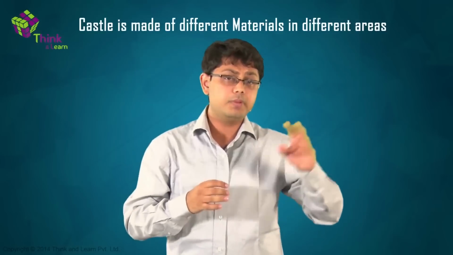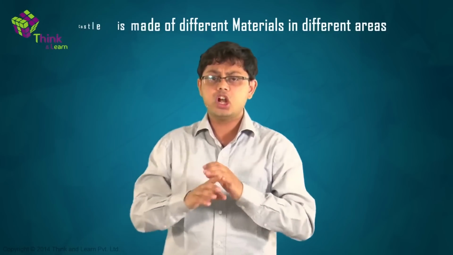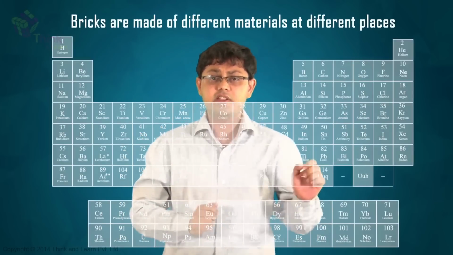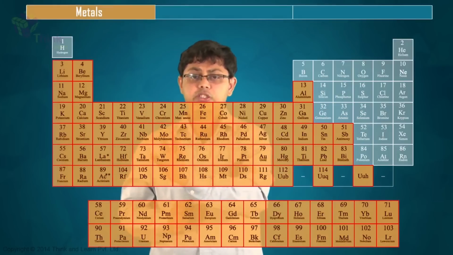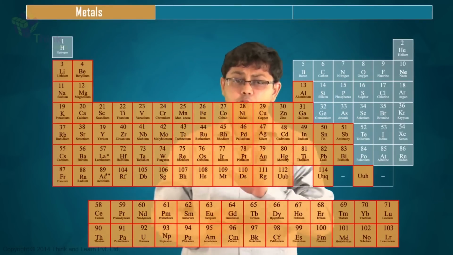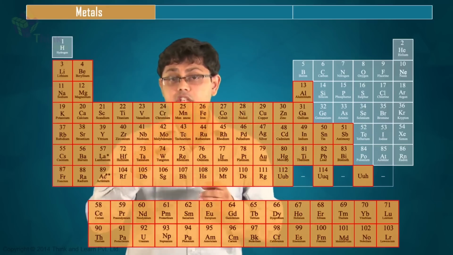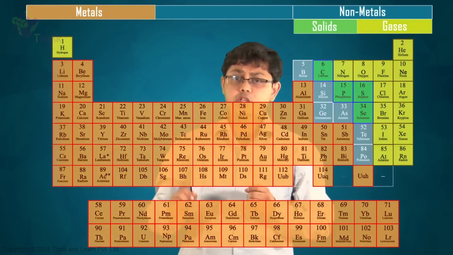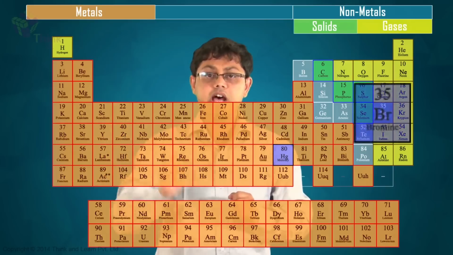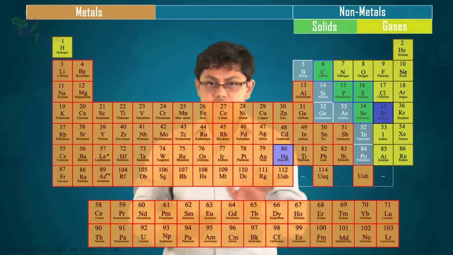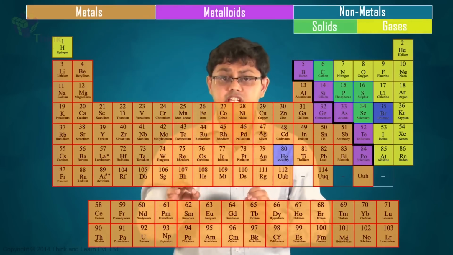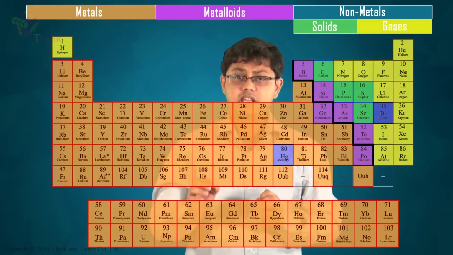Another architectural curiosity is that the castle is made up of different materials in different areas. That is, not all bricks are made up of the same substance, nor do they have the same characteristics. 75% of the bricks are metals, which basically means these elements are cold gray solids, at least at temperatures that humans are used to. A few columns on the eastern side contain gases. Only 2 elements, mercury and bromine, are liquids at room temperature. In between the metals and the gases lie some hard-to-define elements whose amorphous nature gives them interesting properties, and they are known as metalloids.